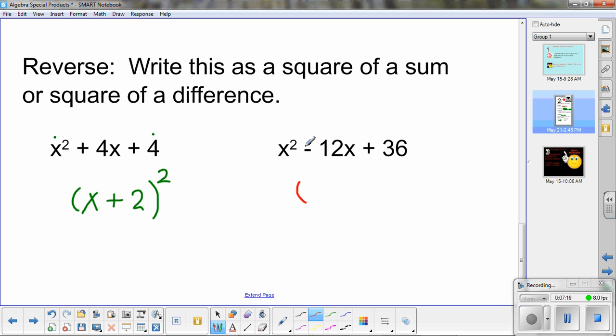Now for this one, since there's a subtraction sign here and adding here, I know this is going to be the square of a difference. And I'll take the square root of this, which is x, and the square root of this one, which is 6. And now if you wanted to try it out using the square of a difference, you would square this, x squared, then you would multiply these together, negative 6x, and then double it for negative 12x, and then you would square this. Negative 6 times negative 6 is positive 36.